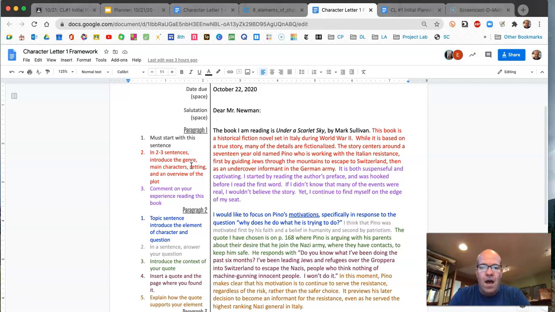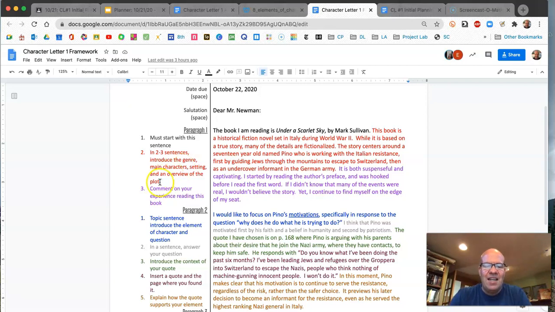So here I say, this book is a historical fiction novel. That's the genre. Set in Italy during World War II. That's the setting. While it's based on a true story, many of the details are fictionalized. The story centers around a 17-year-old named Pino. He's the main character. Who is working with the Italian resistance, first by guiding Jews through the mountains to escape to Switzerland, and then as an undercover informant in the German army. That was an overview of the plot.